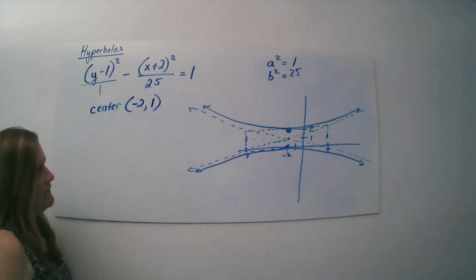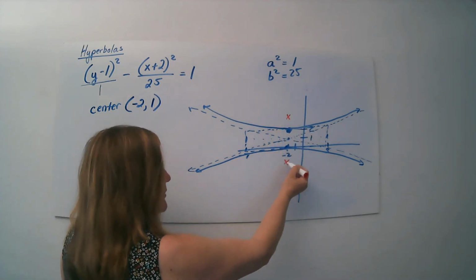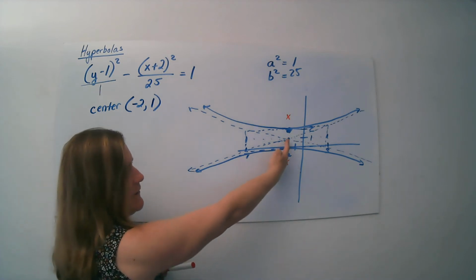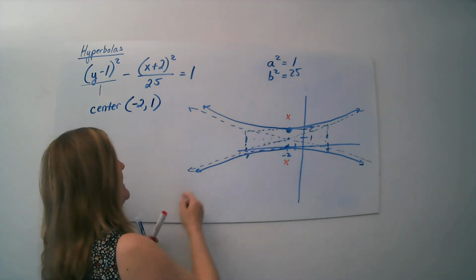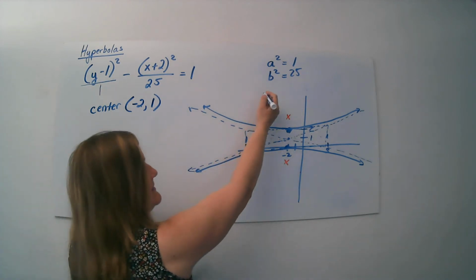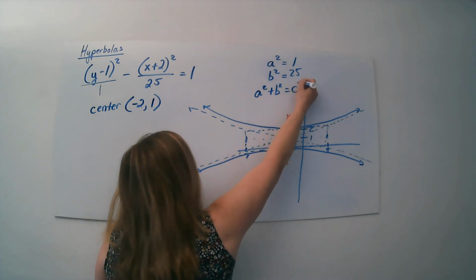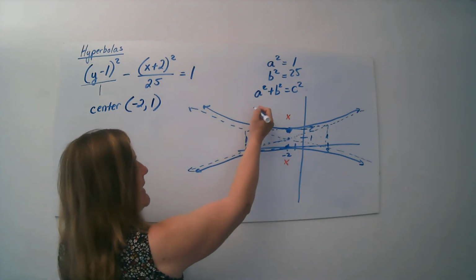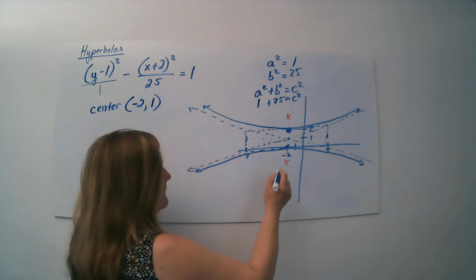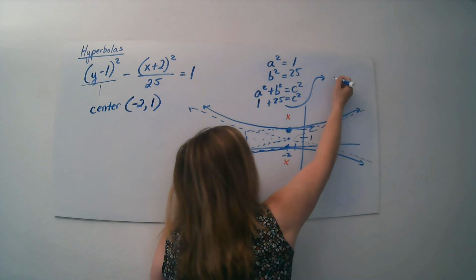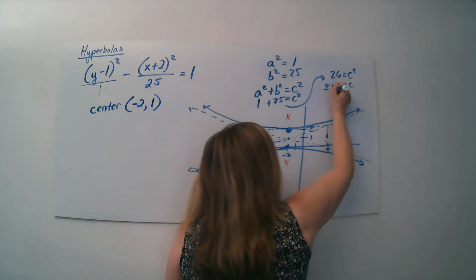So there's my graph. Next, I'm going to find the focal points. Remember, they are inside the branches of the hyperbola. They are c units from center. We know center is at negative 2, 1. So we need to find c. Remember the relationship between a's, b's, and c's for a hyperbola is a squared plus b squared equals c squared. So if my a squared is 1 and my b squared is 25, I'm going to come over here and insert a little space. I have 26 equals c squared, or c equals plus or minus the square root of 26.